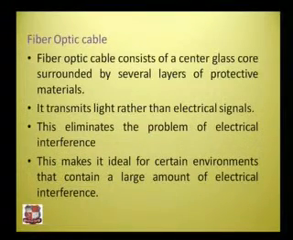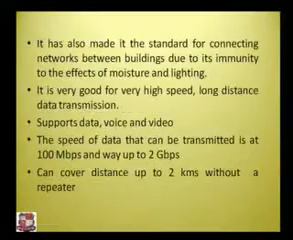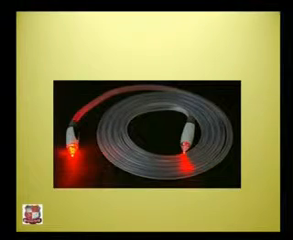Okay, then comes the fiber optic cable. Nowadays you will see this kind of cable everywhere if you are using wire communication. How it is different from other types of cables is that it consists of a center glass core surrounded by several layers of protective materials, and it transmits light rather than electrical signals. If you can see, it looks somewhat like this, and there is illumination, those light signals.